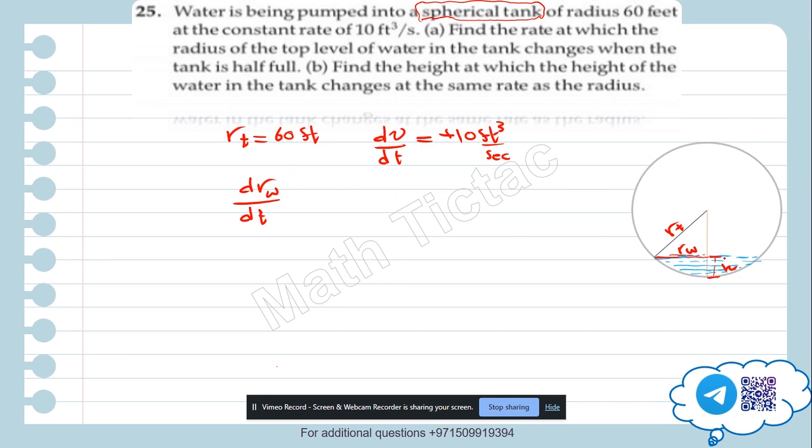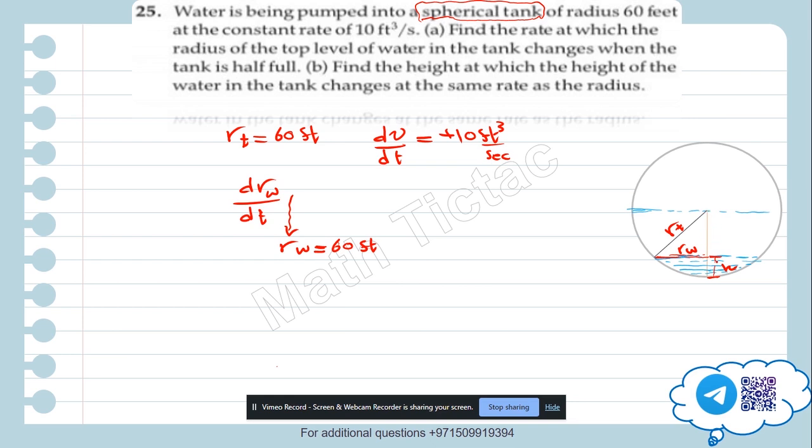Now let's imagine that when the tank is half full, the level of the water will be exactly at the middle of the sphere, because it's half full. Once the water is at this level, you can see that the R of the water will be exactly equal to R of the tank. So find dr of water over dt when R of the water is equal to R of the tank, which is equal to 60. This is a constant.